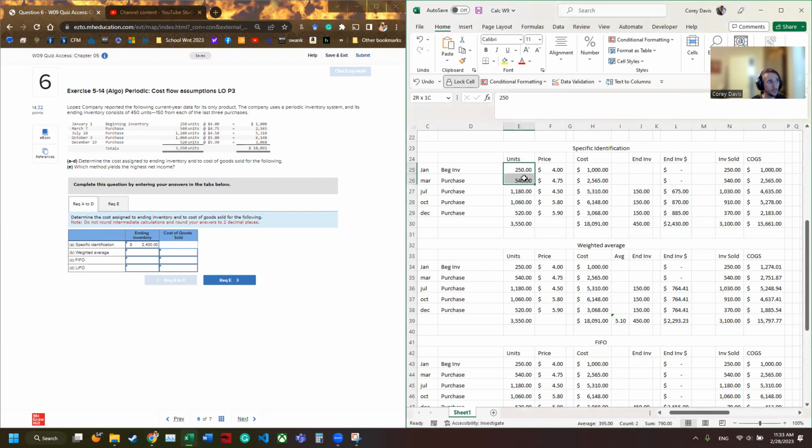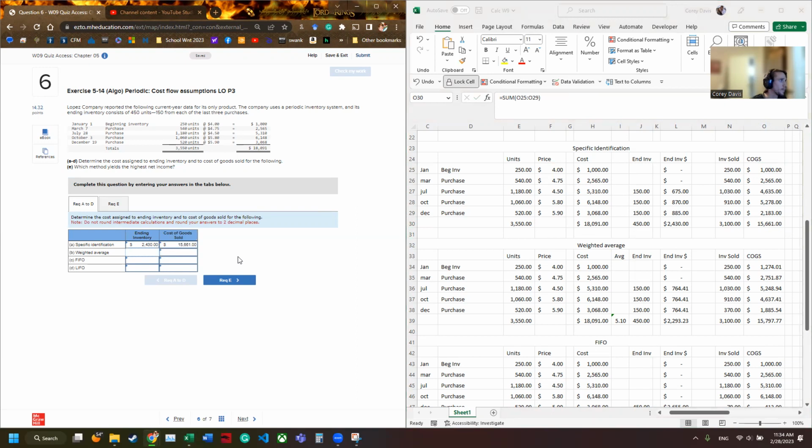So we sold all of this 250 and this 540. So that 250 times the 4 gives us a cost of goods sold for our beginning inventory of 1,000, so on and so on. But here we did not sell 150 of this 1,180. So that gives us this 1,030. 1,030 times that 450 gives us a cost of goods sold for that 1,030 of this 4,000. And then so on and so on for these two, for a total cost of goods sold here of 15,661.